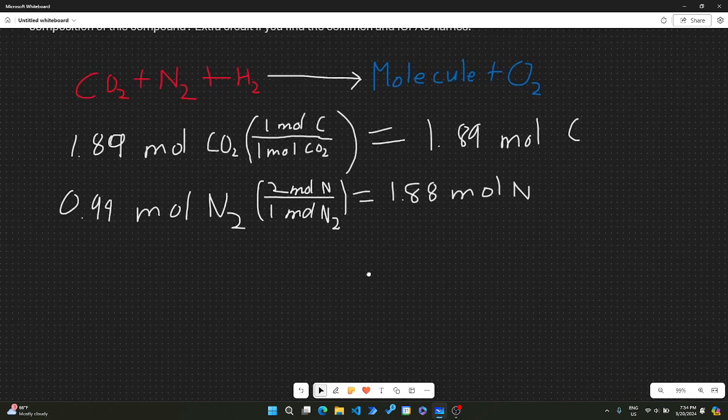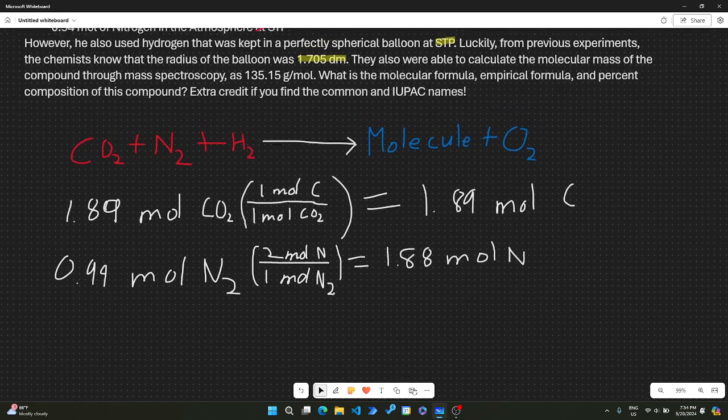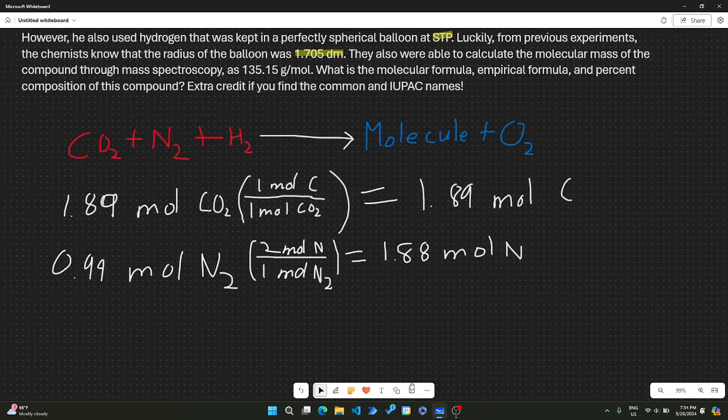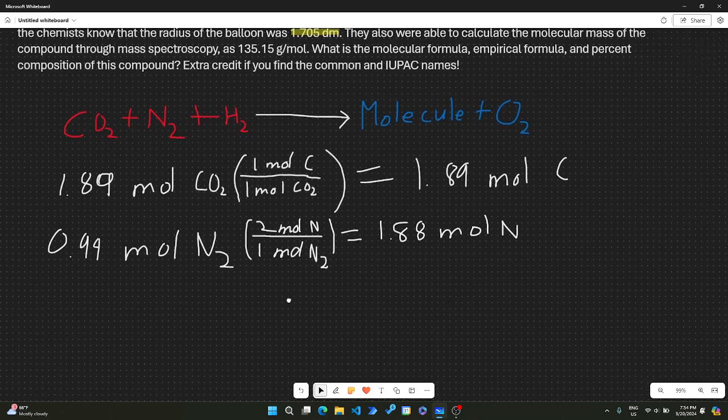So there is a property of gases where a mole of a gas at STP will fill up a volume of exactly 22.4 liters. And remember, a liter is also a decimeter cubed. So all we need to do is find the volume of the balloon, and then from that volume, we can get the number of moles of hydrogen gas.